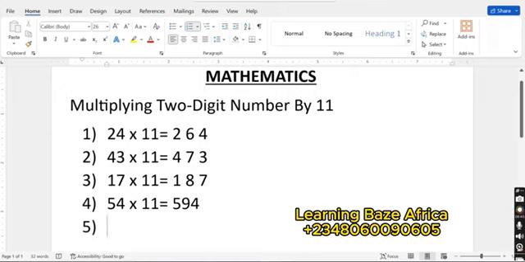So what if I have 72 times 11? That will be 792, because you add up 7 and 2 together, and that will give you 9. So that will be 792. 9 is written in between the first and the second digit.